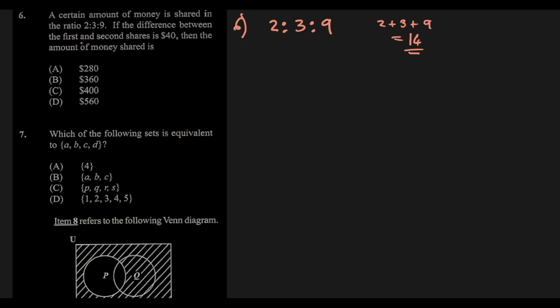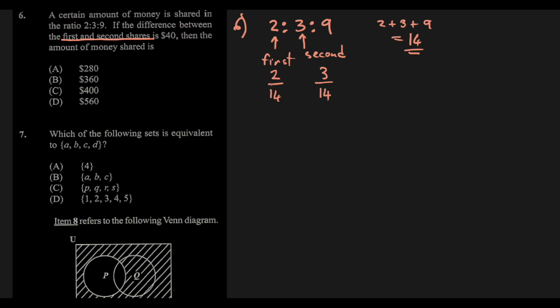What they want here is the first and second shares. So the first share would be 2, the second share is 3. So we are saying that the difference between those shares would give us $40. So let's try to put it as a fraction. The first share would be 2 out of 14, and the second would be 3 out of 14.